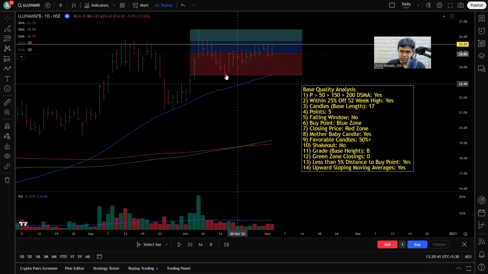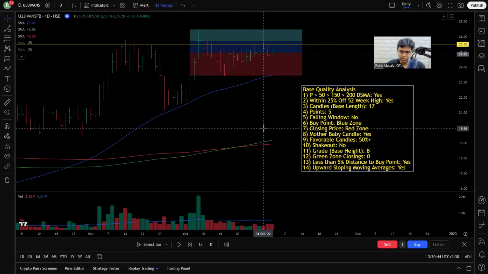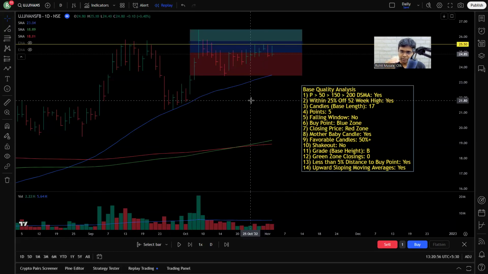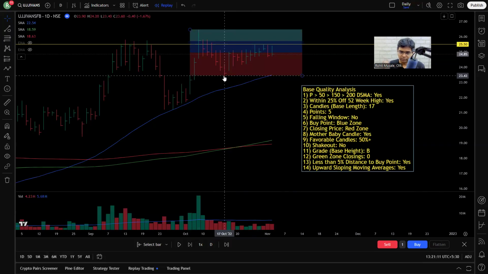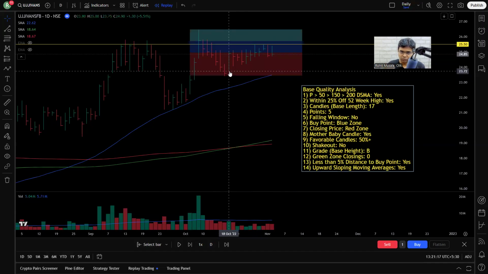Now, if you notice here in this base, look at the red closing. The color coding is: red means the candle that day has closed below the previous day close, and green means the closing has been above the previous day close. Okay, let me repeat that. A red bar means the closing on that day is below the previous day closing, and a green bar means the closing on that day is above the previous day closing. So, down closing, up closing.